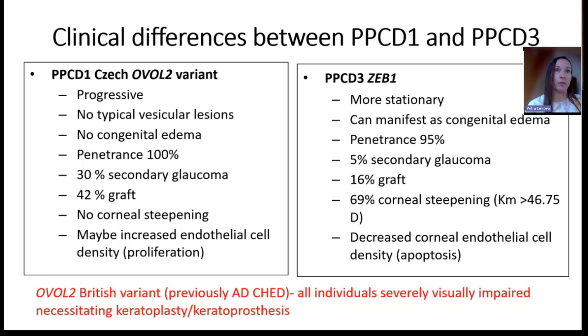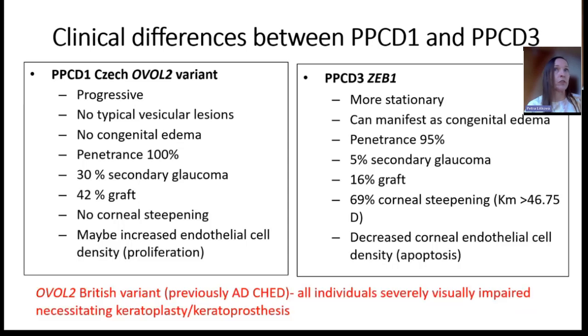PPCD1 has 100% penetrance, so all individuals that carry the disease-causing mutation have the disease. We also observed secondary glaucoma in approximately 30% of these patients, which can be very difficult to manage, and 42% necessitate grafting. When we perform Pentacam or any keratometry, there is no corneal steepening, unlike in PPCD3, where over 2/3 of patients have corneal steepening. So if you see PPCD with corneal steepening, it's very likely PPCD3. What's good about PPCD3 is that the rate of secondary glaucoma and the necessity for grafting is lower. So again, if you have the diagnosis at the molecular level, you can provide better counseling to the patients.